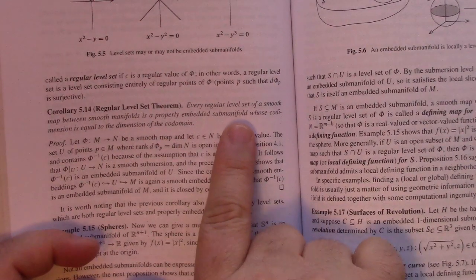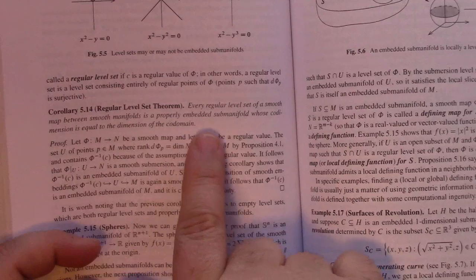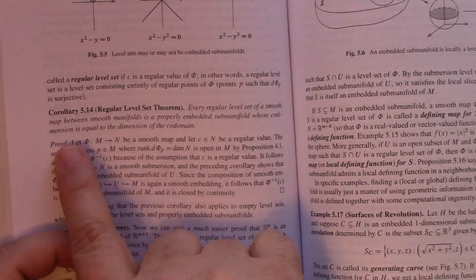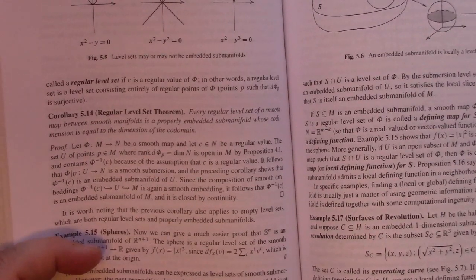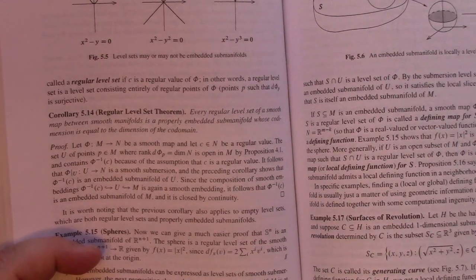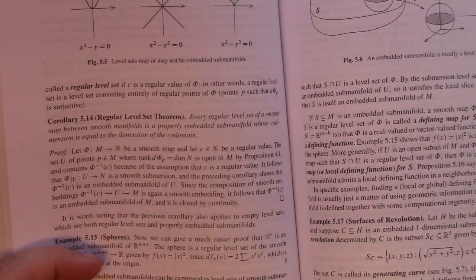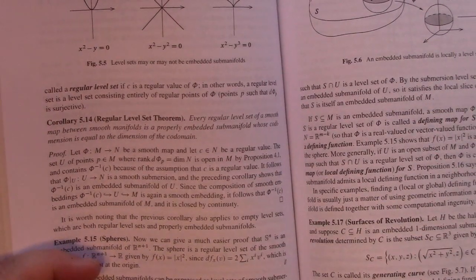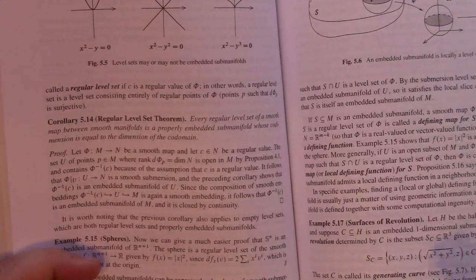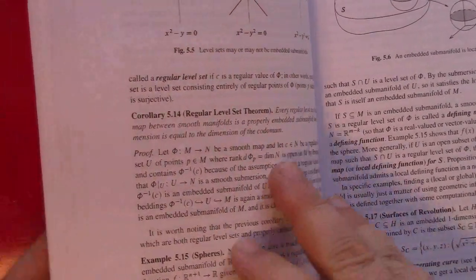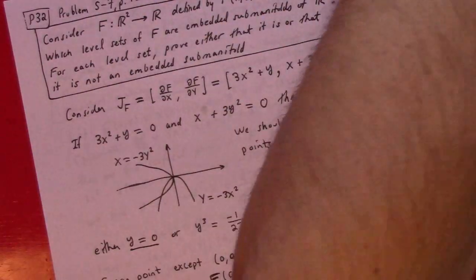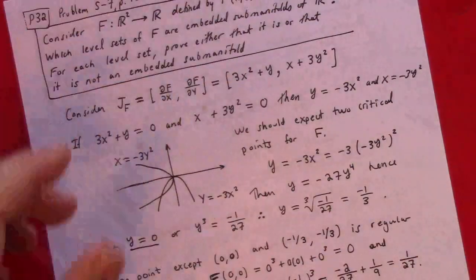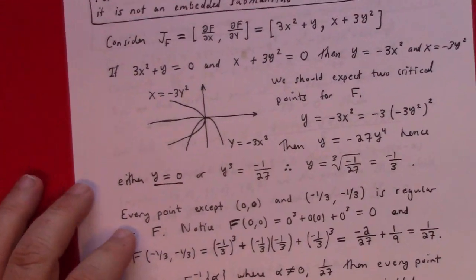Every regular level set of a smooth map between smooth manifolds is a properly embedded submanifold whose codimension is equal to the dimension of the codomain. So basically that's a formalization of the thing I often say, which is if we've got k independent equations in an n-dimensional context, then we get an n minus k dimensional set. That formalizes the degree of freedom counting that I like to do sometimes to try to understand the dimension of spaces.